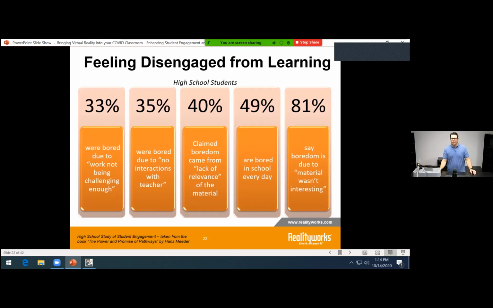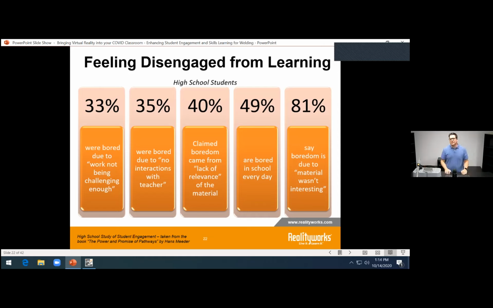Now, one of the things that research has shown is that students have felt disengaged from learning. COVID has just increased that in certain ways. So we need to try to help them and find ways to bring that learning back to them and engage through different types of technology that can help them.